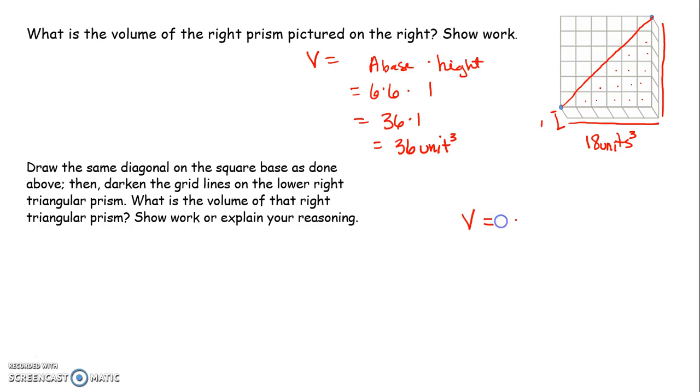Let's go ahead and find the volume using area of the base times the height and make sure it is 18. So this would be for our triangular prism.